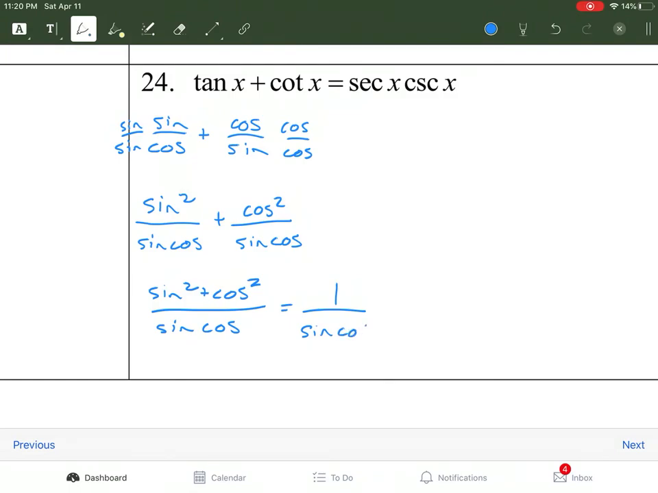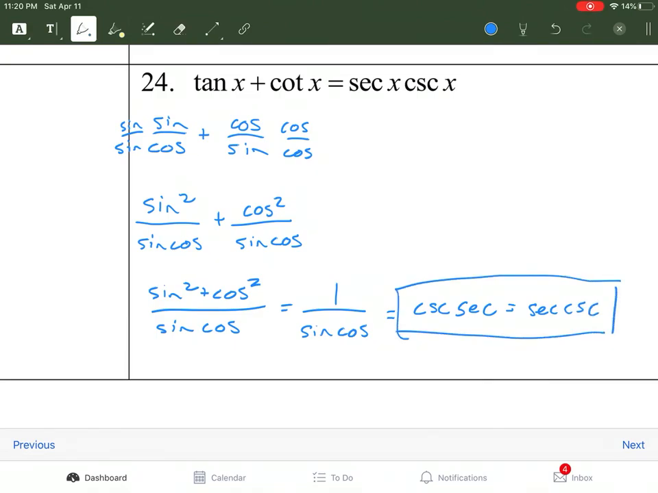And then I have sine over cosine. So 1 over sine is going to be cosecant. 1 over cosine is secant. Although they're different orders, it's still multiplied, so it's still the same thing. So they're equal to each other.